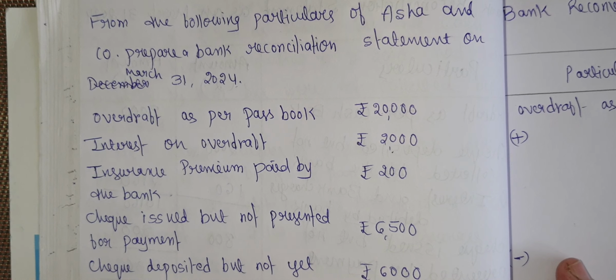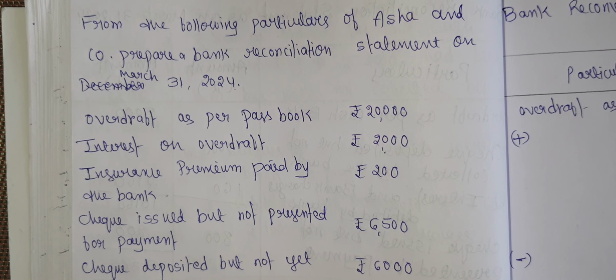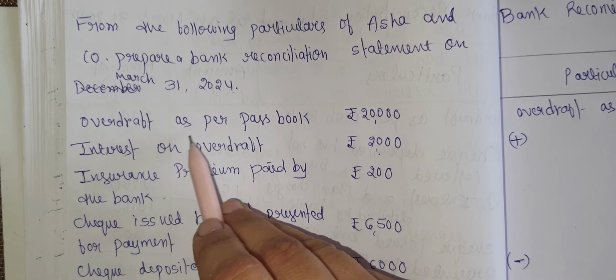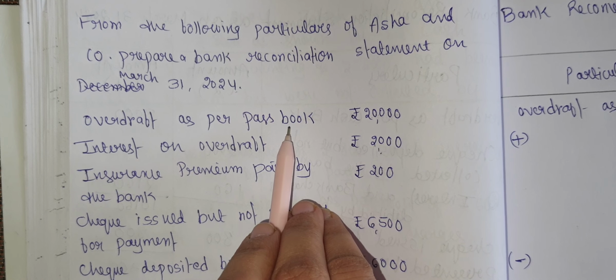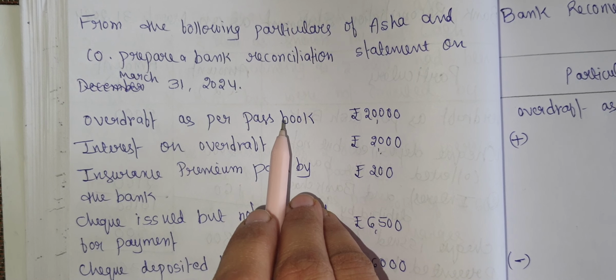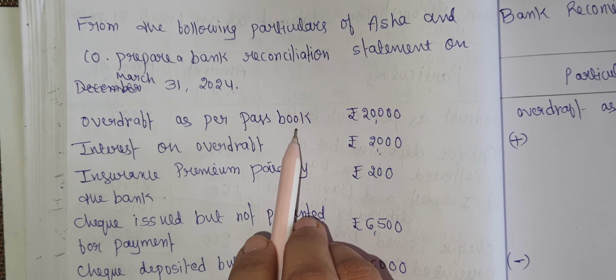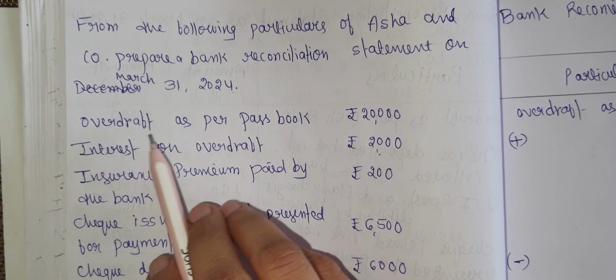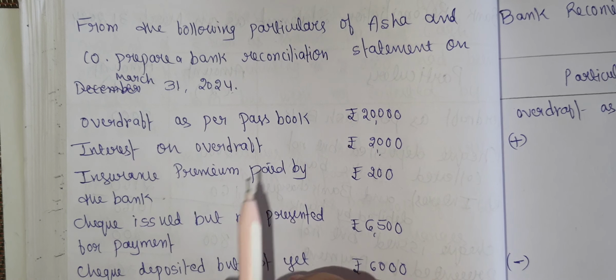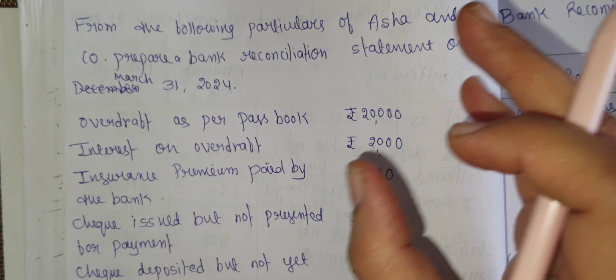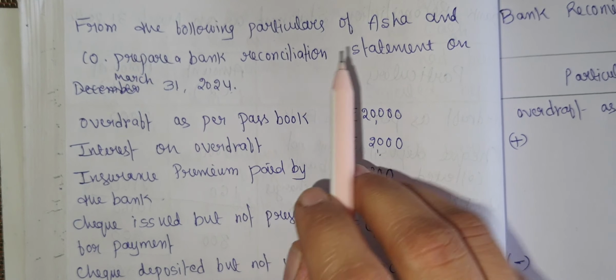Hello everyone. In this class, I am going to solve one more problem of bank reconciliation statement, that is overdraft as per the passbook. In my previous classes, we solved a problem that is overdraft as per the cash book. Here, we are going to solve overdraft as per passbook. Means what? It is an unfavorable balance. Now let's see the problem.